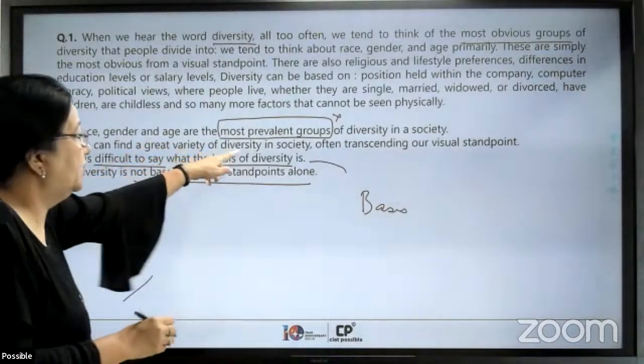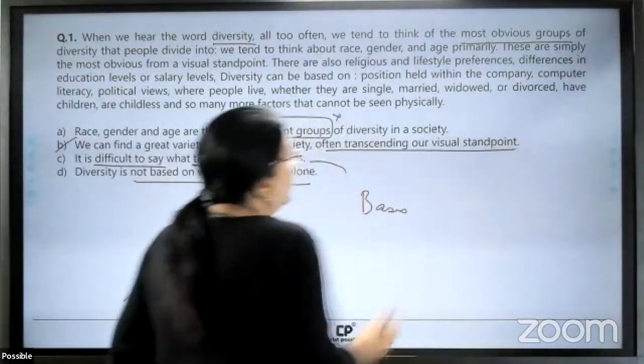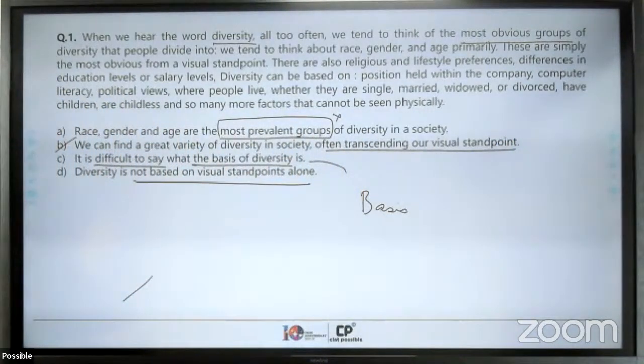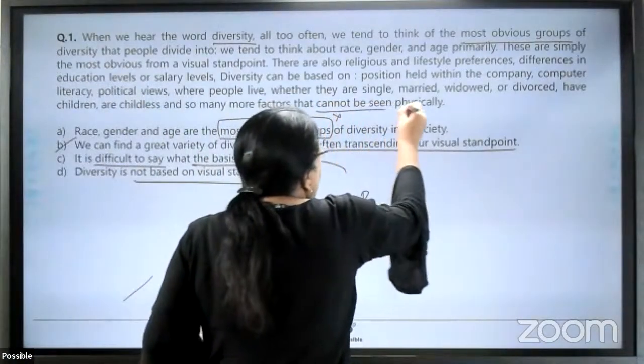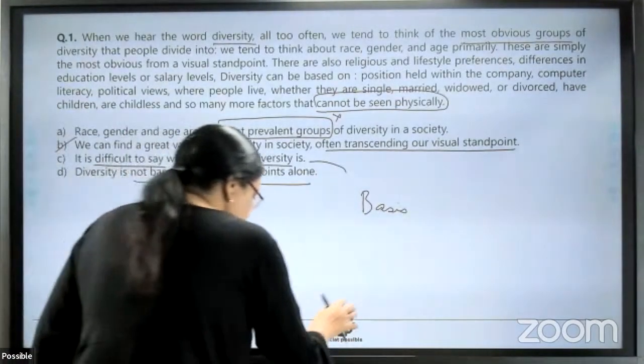We can find a great variety of diversity in society. Look at the subordinate idea. Coming from where? Look at where he says: to think of the most obvious groups that people divide into, we tend to think about lifestyle preferences, education levels. Diversity can be based on position held, literacy, where people live, whether they're single, married, widowed, or divorced, have children or are childless, and other factors that cannot be seen physically. Look, that's the subordinate idea. We underlined it and got the whole thing. Clear? I'm taking you to the next question.